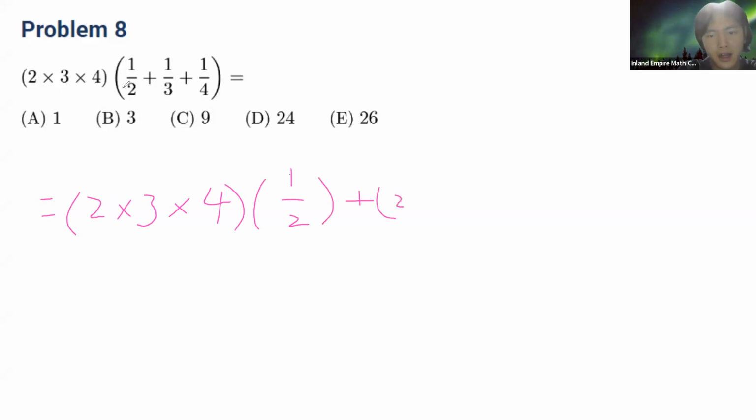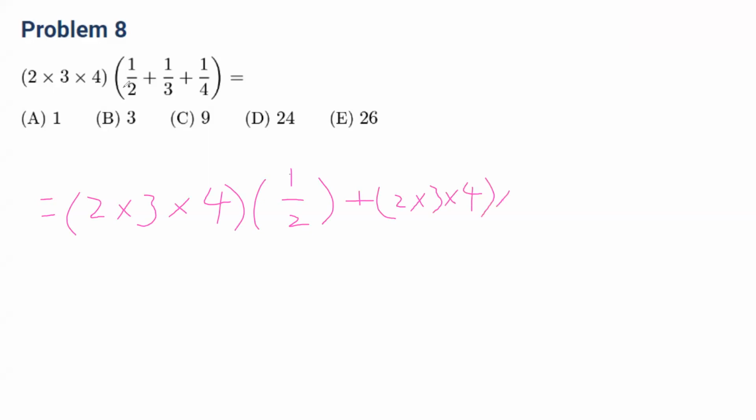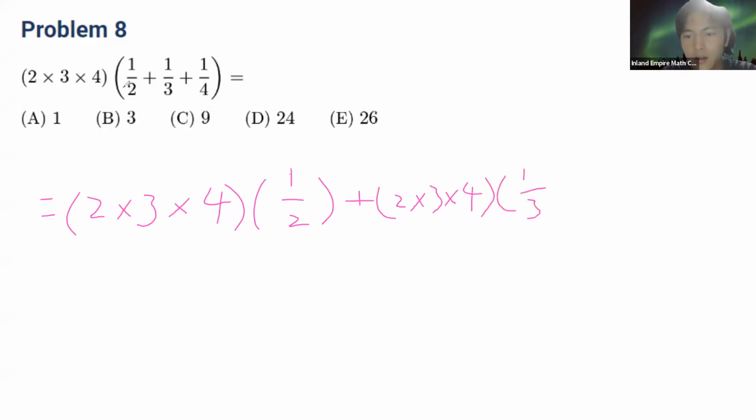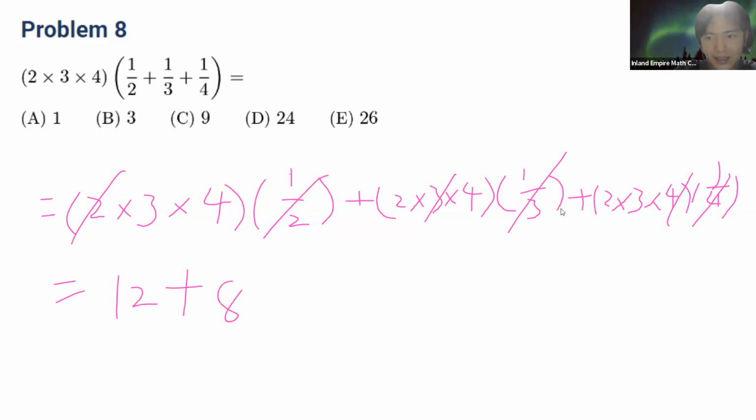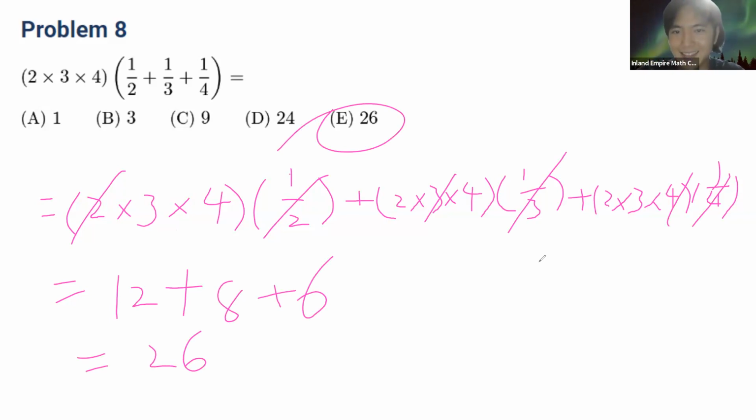plus 2 times 3 times 4 times 1/3, and 2 times 3 times 4 times 1/4. Then if you do that, you can clearly see that I can just cancel out these factors, right? I can cancel out the 2, the 3, the 4. And then that would give me 3 times 4, which is 12, plus 2 times 4, which is 8, plus 2 times 3, which is 6. So the answer is 26, which is E. So whoever said E was correct.